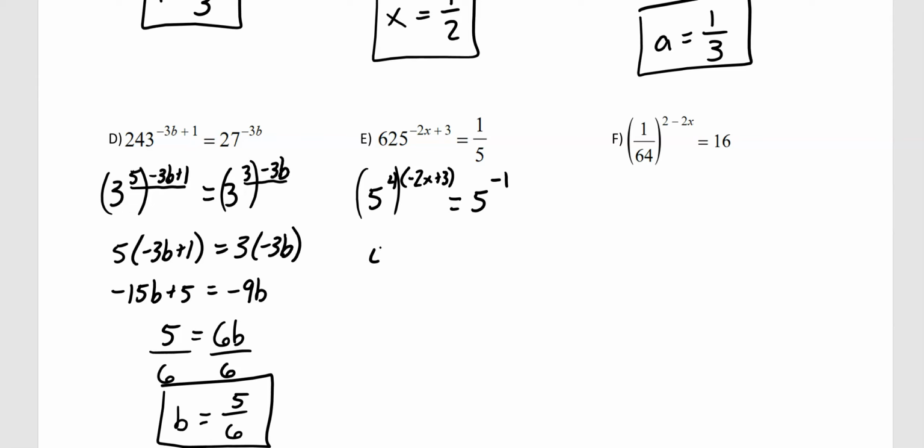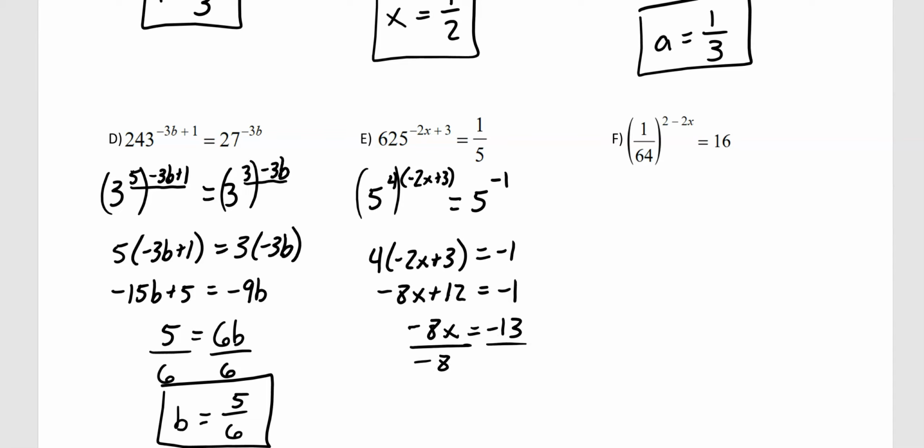So that would mean 4 times negative 2x plus 3 must equal negative 1. So distribute here, I have negative 8x plus 12 equals negative 1. Subtract 12, so negative 8x equals negative 13. Divide by negative 8, and we'd find x to equal 13 over 8. Fantastic. All right, lastly, F.